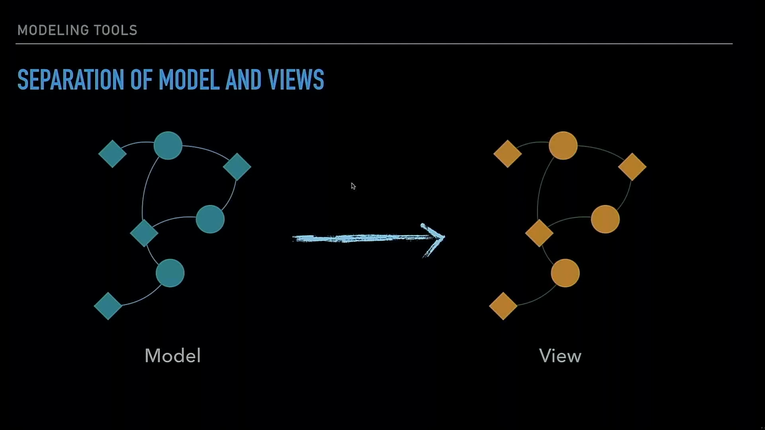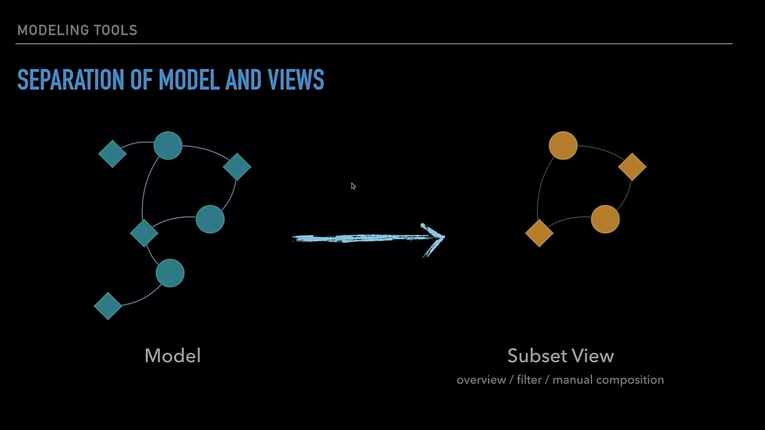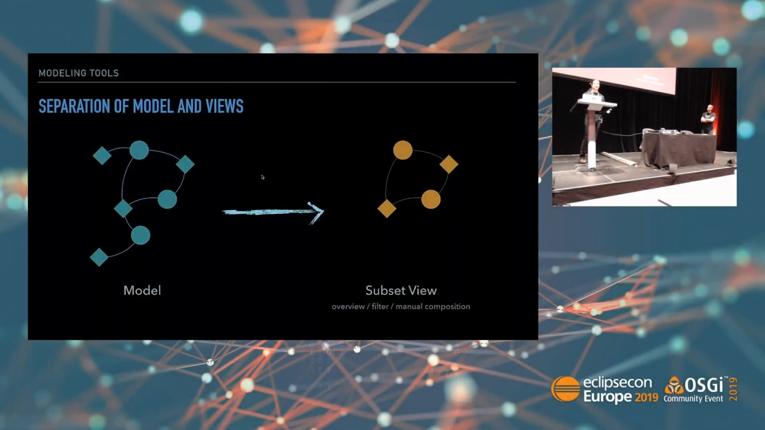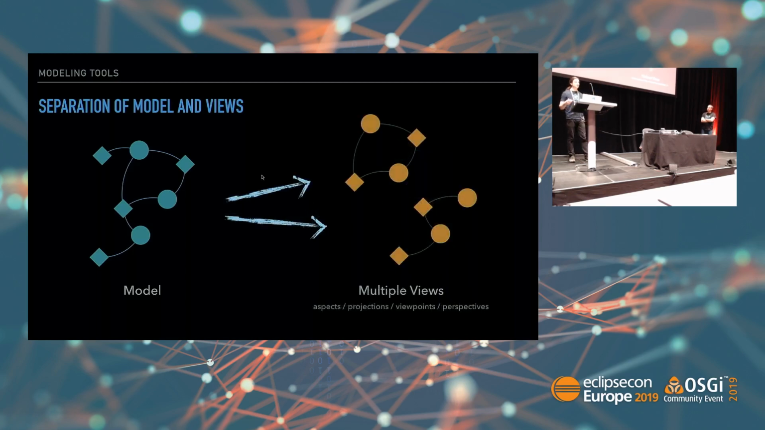That view could be a rather direct mapping of what is actually in the model, but it could also be a subset that shows maybe just an overview of your model, or where you allow users to filter down to a certain subset of elements, or you allow users to even compose the view manually by selecting which elements they want to see. And there could even be multiple views of the same model, and you could call them different aspects of your model, or projections, or viewpoints, or perspectives. So different ways to talk about that.